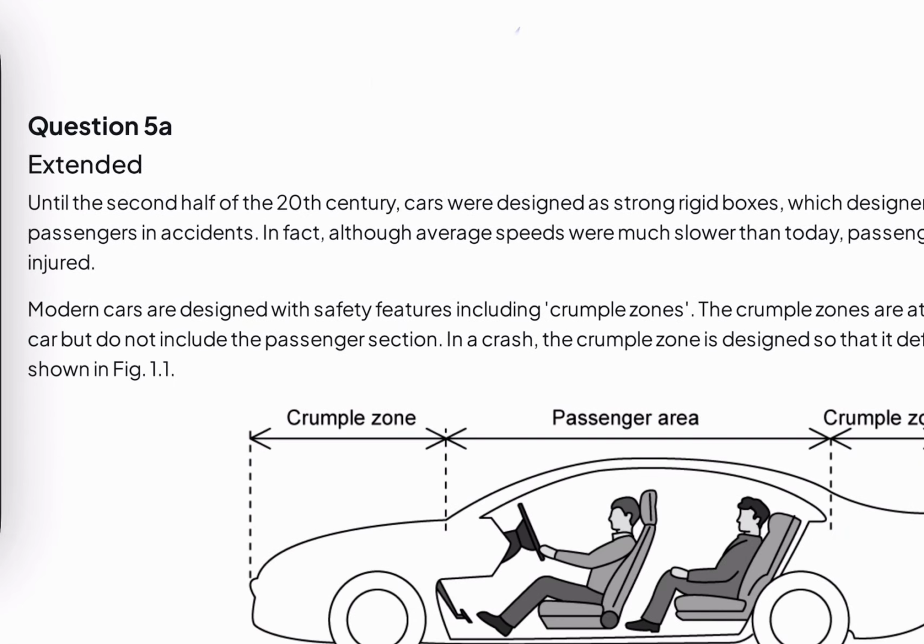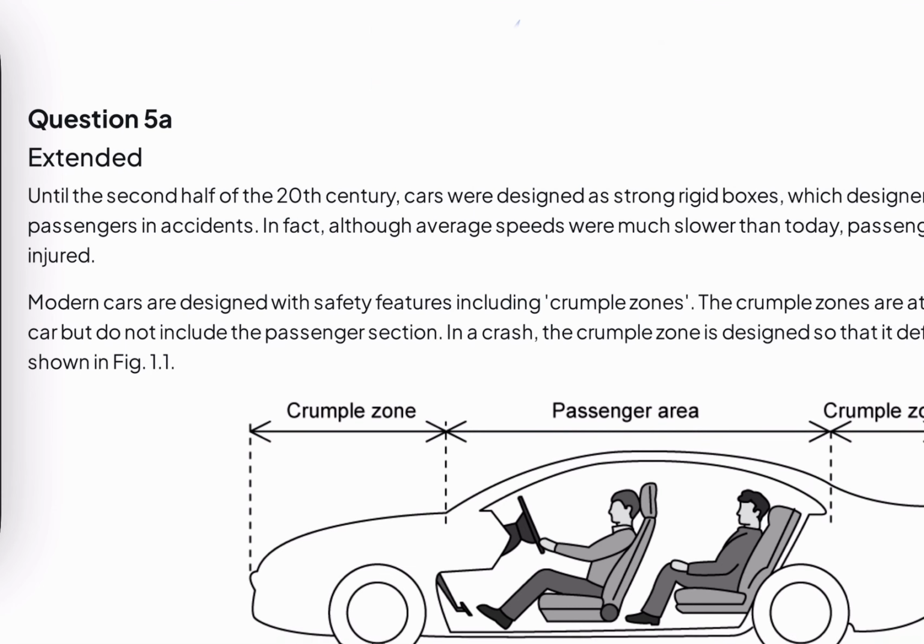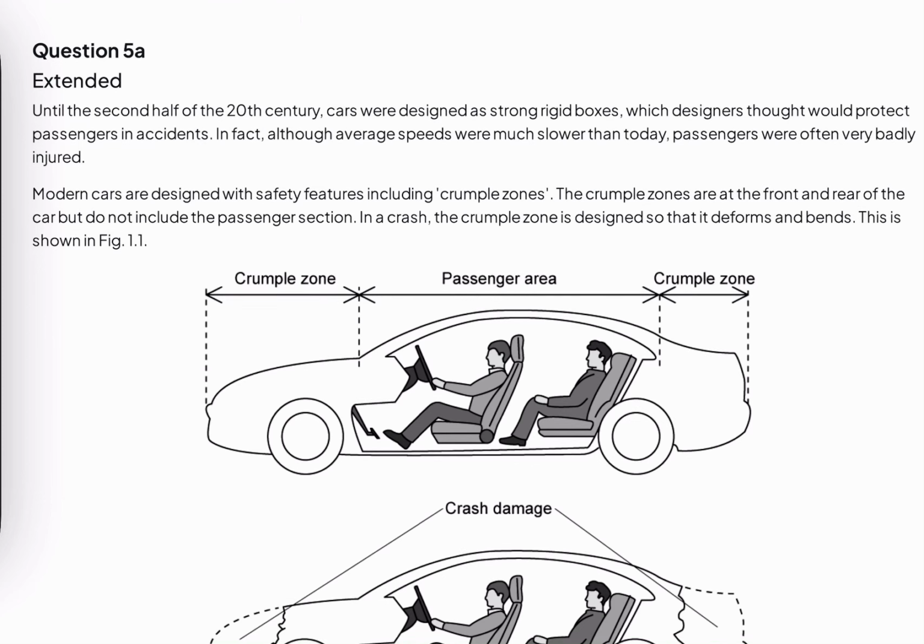and the next question, question 5a. Until the second half of the 20th century, cars were designed as strong, rigid boxes, which designers thought would protect the passenger in an accident. In fact, although average speeds were much slower than today, passengers were often very badly injured. Modern cars are designed with safety features including crumple zones.